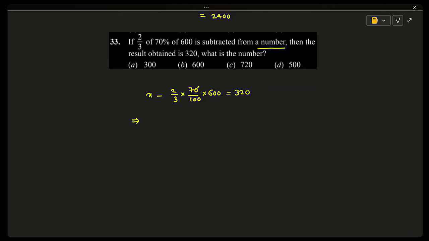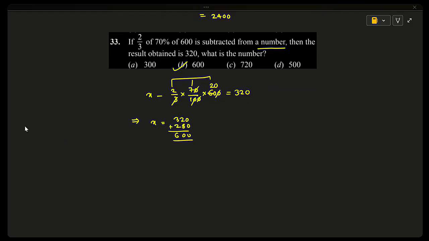Let us simplify this. Zeros cancel, zeros cancel, and 3 into 20 is 60. 20 into 2 is 40. 40 into 7 is 280. So transpose minus 280 to the right, you'll get plus 280. 320 plus 280, that will be the answer. So it's going to be 600. The value of that number is 600.